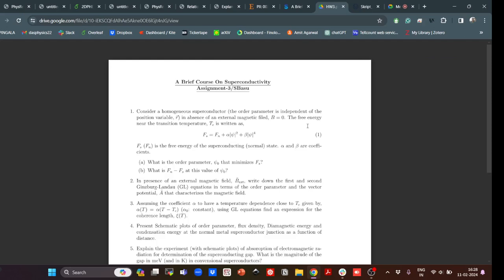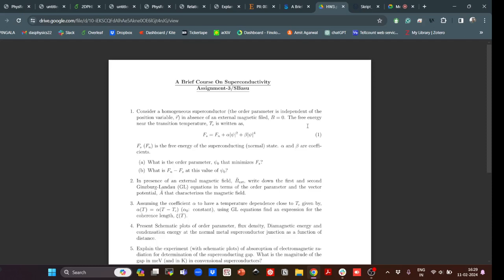So present schematic plots of order parameter, flux density, diamagnetic energy, and condensation energy at the normal metal superconductor junction as a function of distance. Okay. So this has actually been fully solved in one of the lectures, week 3. It was probably lecture 2 or 3. So basically they are talking about a normal metal superconductor junction.